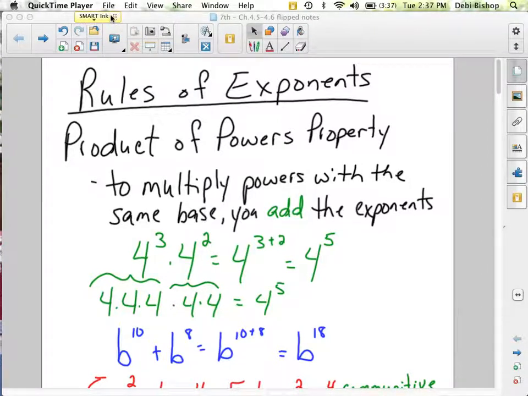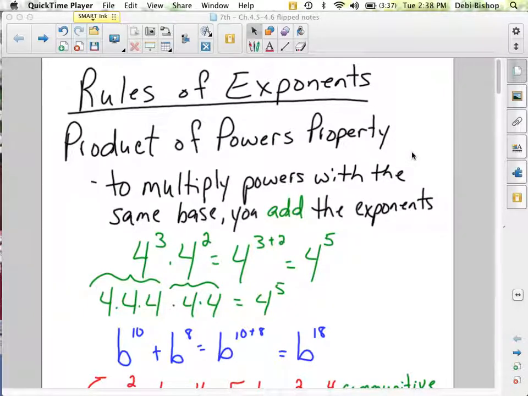Hello, 7th grade. We are going to talk about exponents and our rules of exponents when we multiply exponents together, divide exponents, negative exponents, and zero exponents. So there should be some review, but we're going to go more in depth.